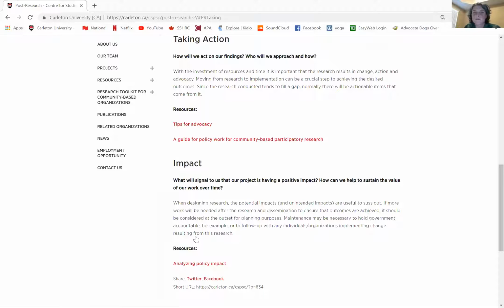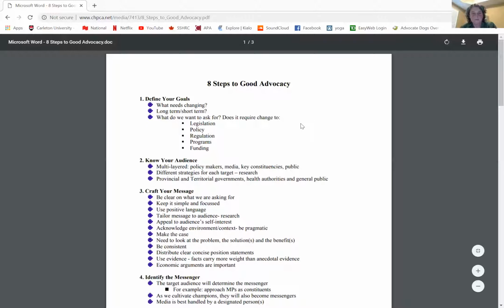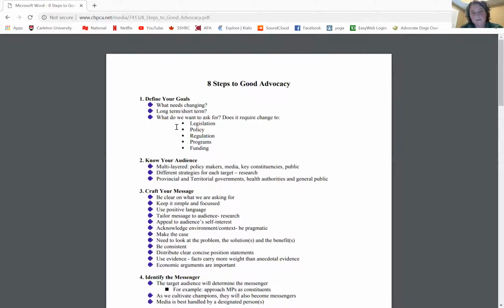If I was doing research and I wanted to advocate to get more funding from the provincial government, then we would definitely be looking at packaging our findings for them, but perhaps also other community organizations who can help us advocate for change, those who would be stakeholders in this area as well. And so we have different resources here. Tips for advocacy. I would go through here and look at each one of these sections.